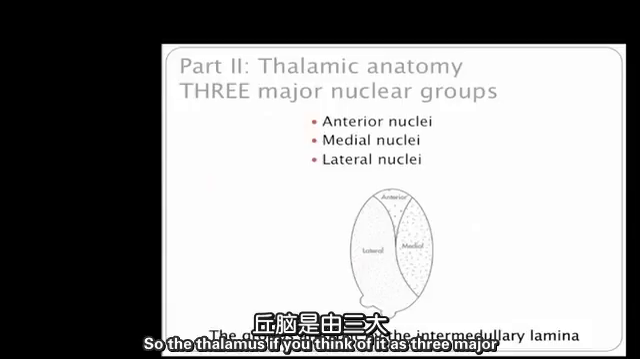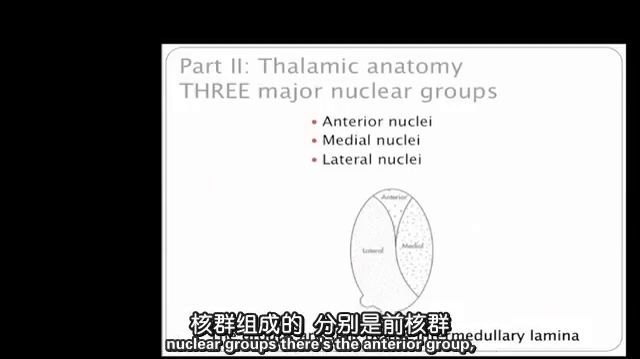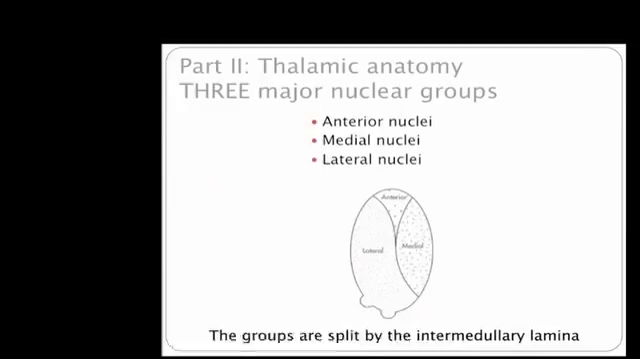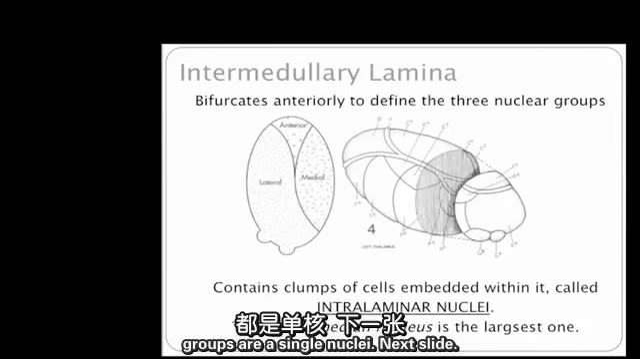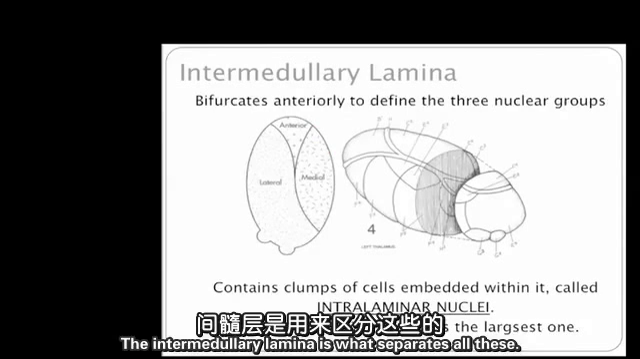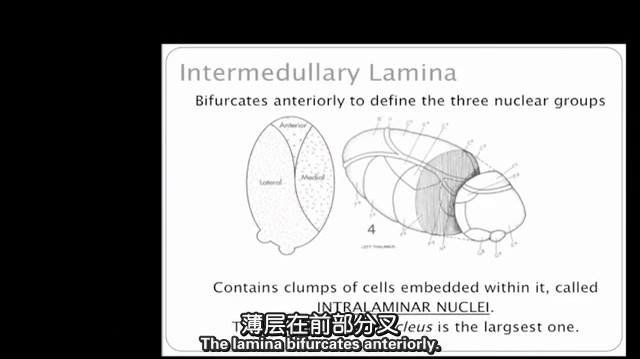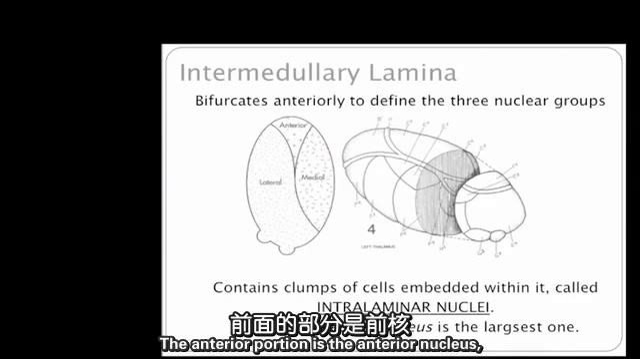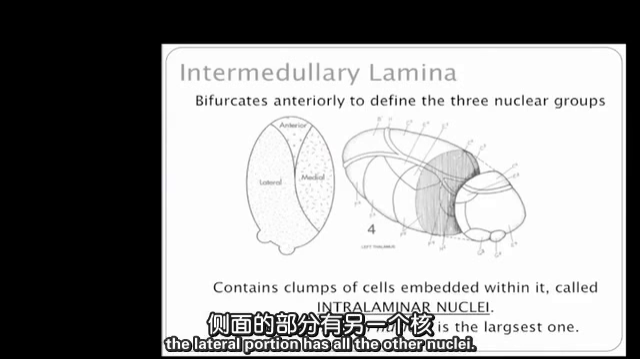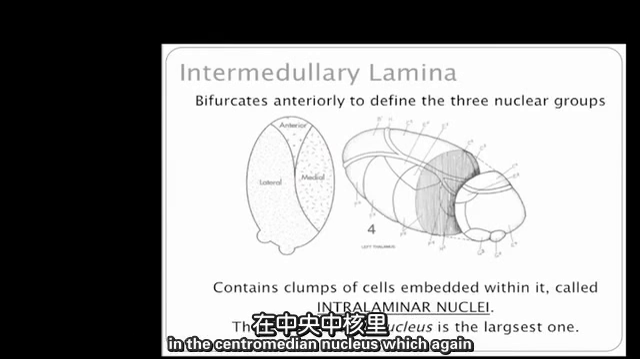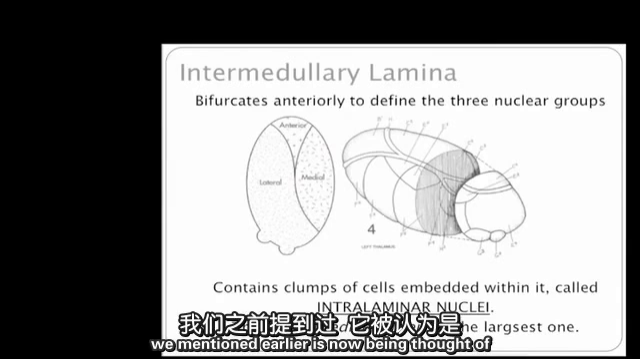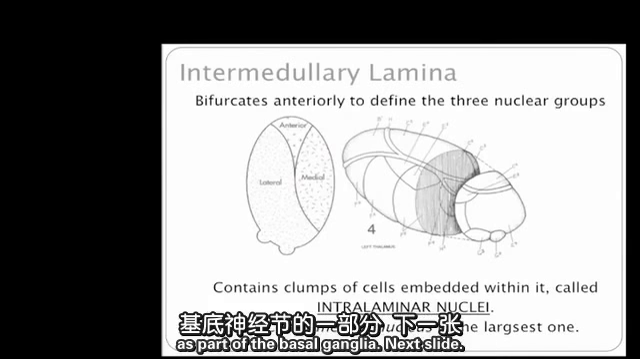The thalamus, if you think of it as 3 major nuclear groups, there's an anterior group, medial group, and lateral group. And actually the lateral group is the only one that's truly a group, because the anterior and medial groups are single nuclei. Next slide. The internal medullary lamina is what separates all these. There's a lamina that bifurcates anteriorly. The anterior portion is the anterior nucleus. The medial portion is the medial group. And then the lateral portion has all the other nuclei. Within the internal medullary lamina are other nuclei, including the centromedian nucleus, which, as we mentioned earlier, is now being thought of as part of the basal ganglia complex. Next slide.